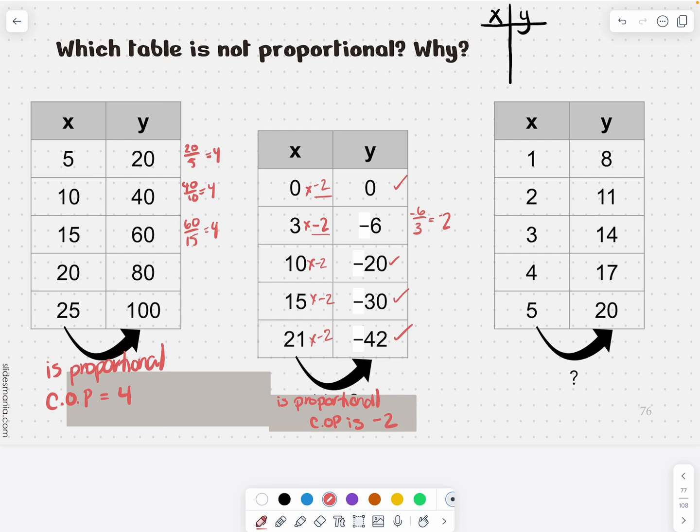What about this last one? Well, okay, maybe the first one I can say 1 times 8 is 8. 2 times 8 is not 11. So this is not proportional. I don't need to check all the other values because right away the first two didn't work out. 8 divided by 1 is 8. 11 divided by 2 is 5.5. Right there, they're not the same. They don't have the same constant of proportionality, so it is not a proportional table.